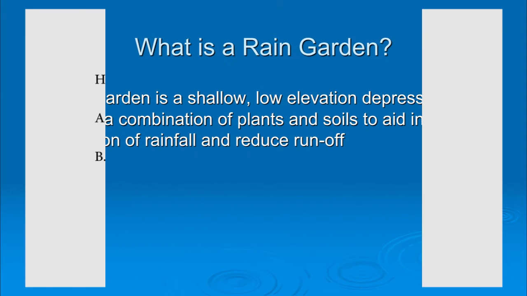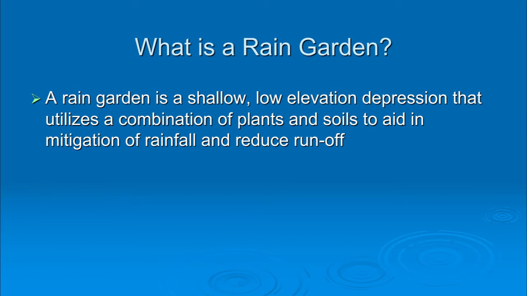Okay, great. So let's move on to this next slide. Let's move on to rain gardens. Rain gardens serve a similar purpose, but a rain garden is a shallow, low elevation depression that utilizes a combination of plants and soil, in this case, to aid mitigation of rainfall and reduce runoff. Same principle, we're temporarily holding this rainwater to be used for something else. In this case, we're growing our plants or any vegetation that we have in our rain garden.